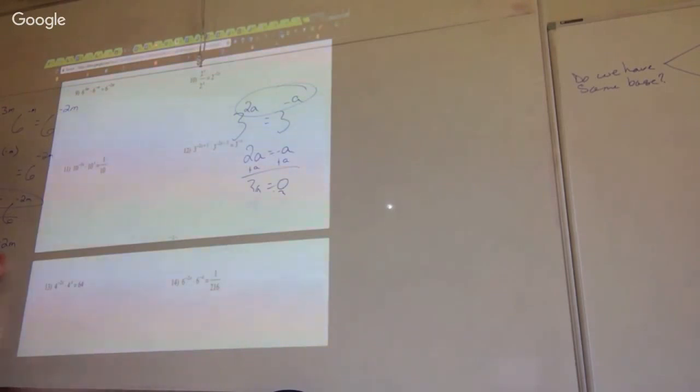Now, 2m is equal to negative 2m. What side do you want your m's on? Left. So how do I move this guy over here?